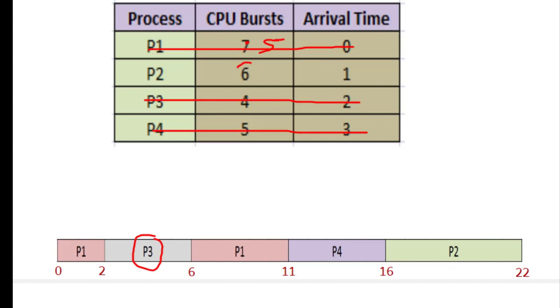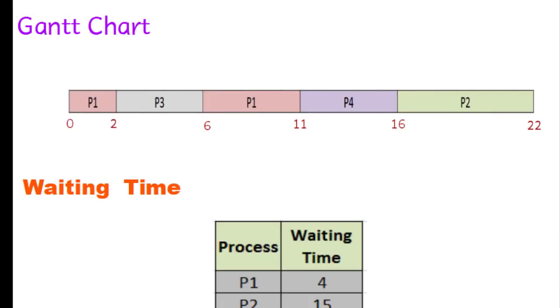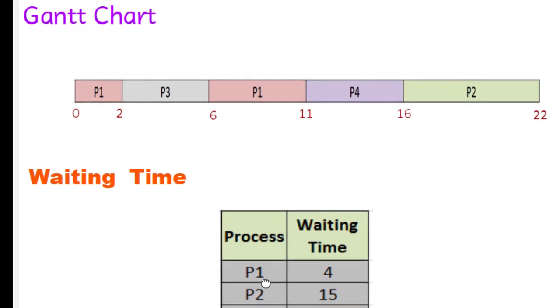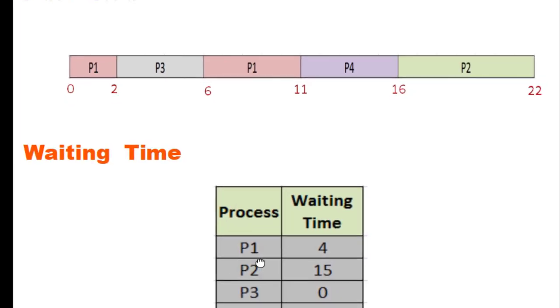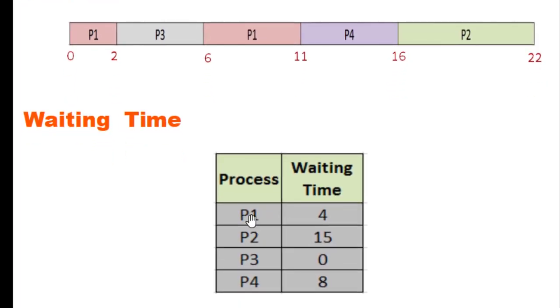Now let us see how we calculate the waiting time. Again we draw this Gantt chart here. First let us see for P1. As we can see, P1 finally executes at 6, but 2 milliseconds have already been executed, so we need to subtract 6 minus 2, that is 4. So 4 is the waiting time for P1.